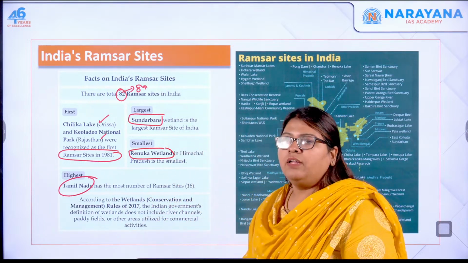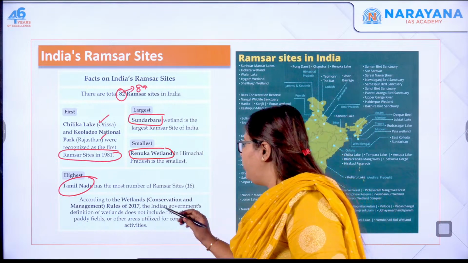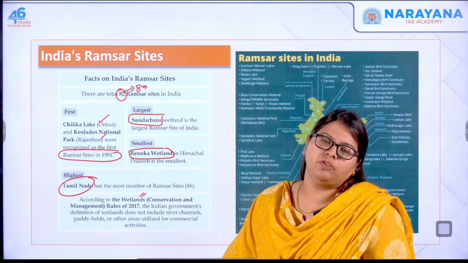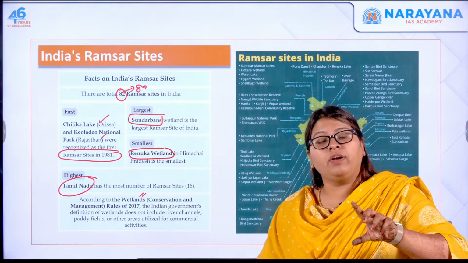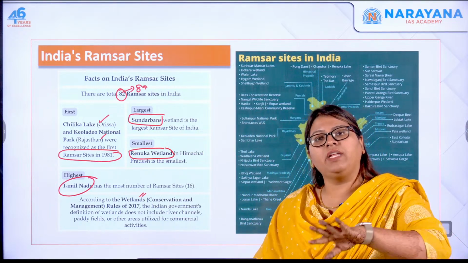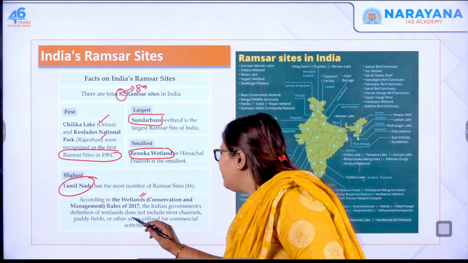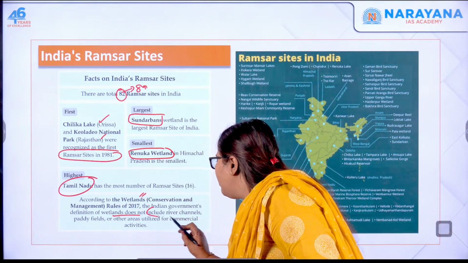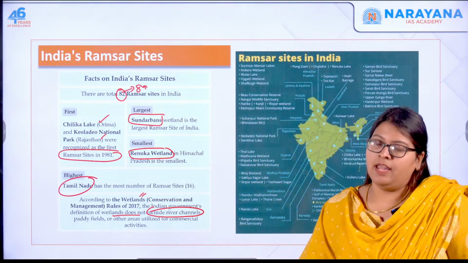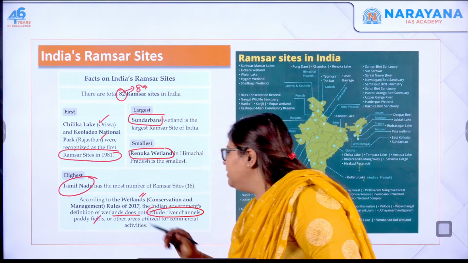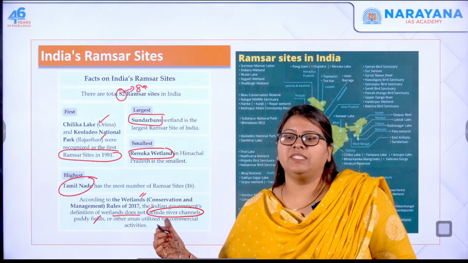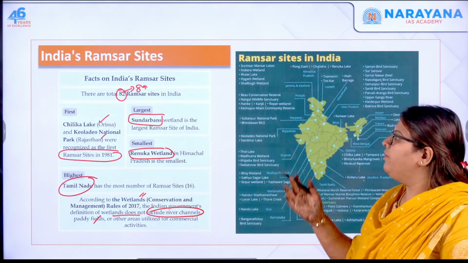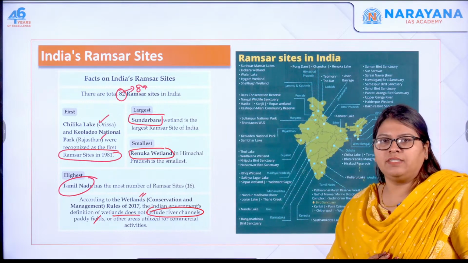India had also come up with the Wetland Conservation Management Rules of 2017. Over there, they mentioned what can be classified as wetlands and what cannot be. They said that the definition of wetland does not include the river channel. It does not include paddy fields or any other areas that are used for commercial purposes. So, these exemptions you also need to know when you're talking about the Ramsar sites and wetlands.